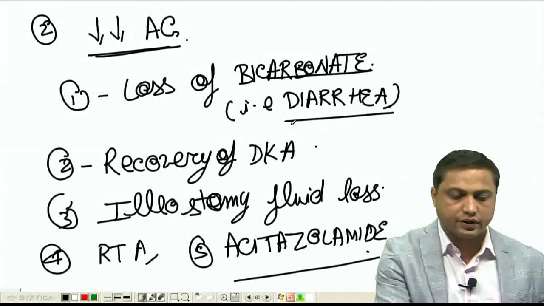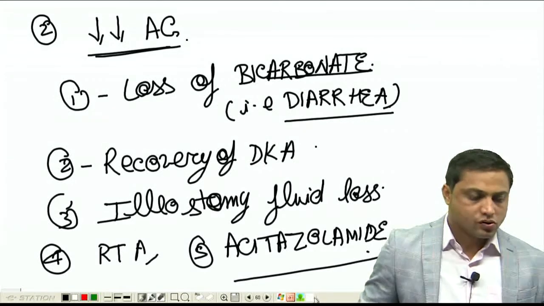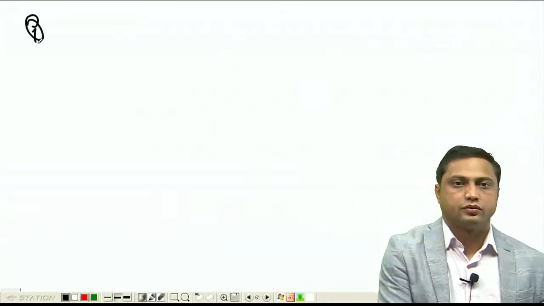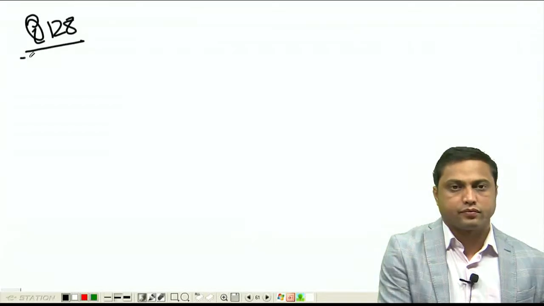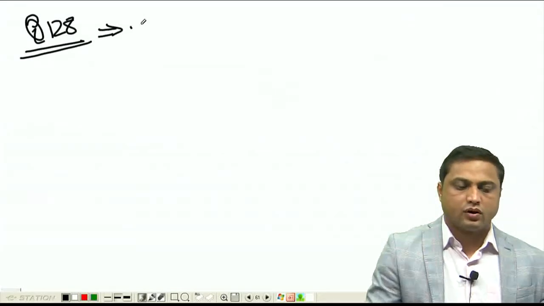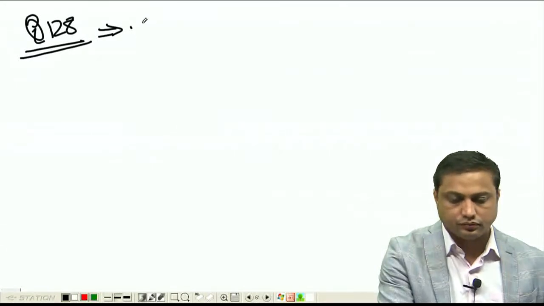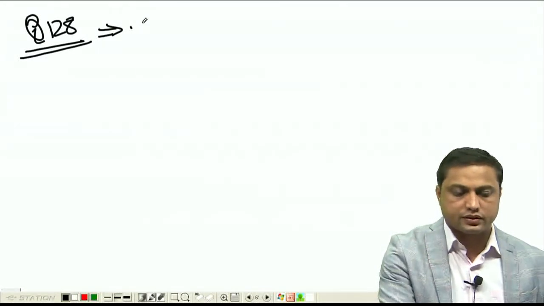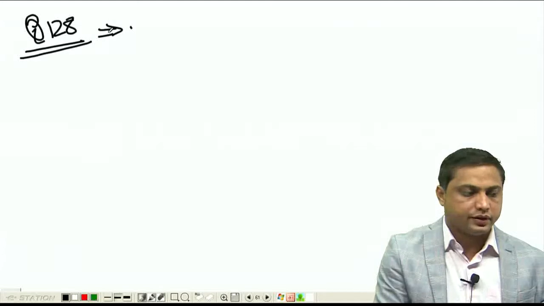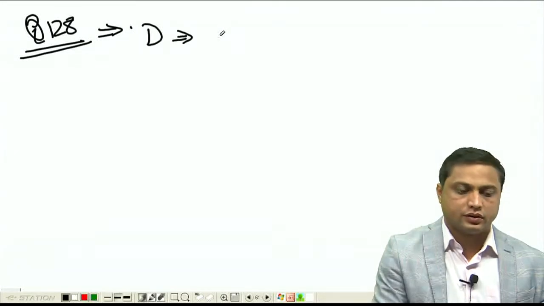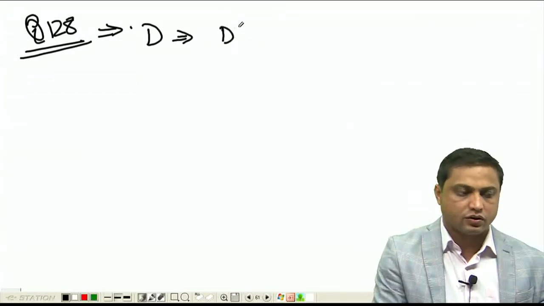Question number 128. All drugs cause elevated plasma prolactin except. So here the answer will be D, that is digoxin.